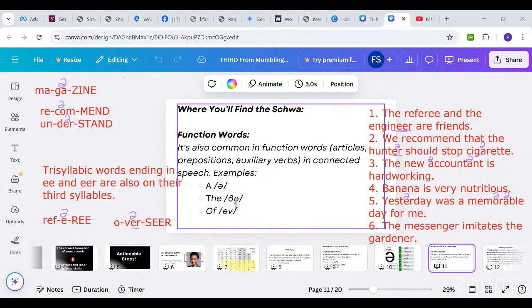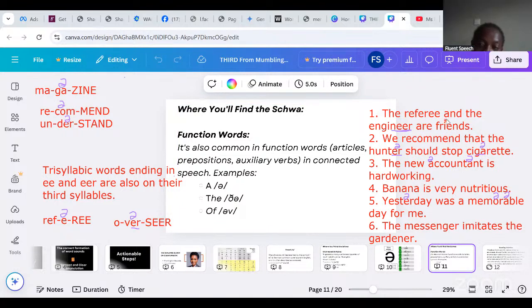But because it is not adding any meaning to this sentence, I should reduce it and say "the referee" instead of "the referee." The referee and the engineer. A and D is naturally pronounced "and the." But because these two words are also function words, the A here should be reduced into a schwa. The E here should be reduced into schwa also. Now take note, THE can be reduced in two different ways.